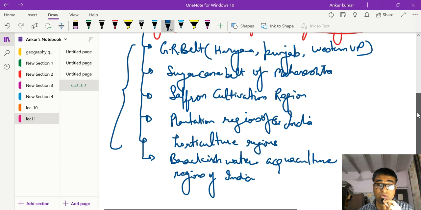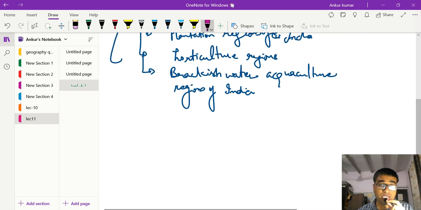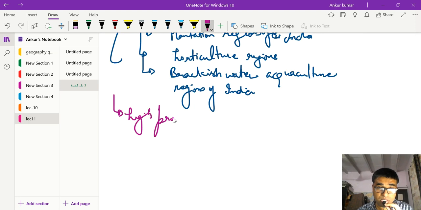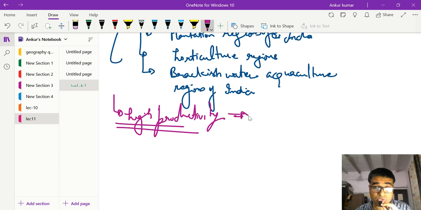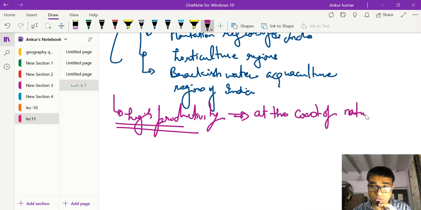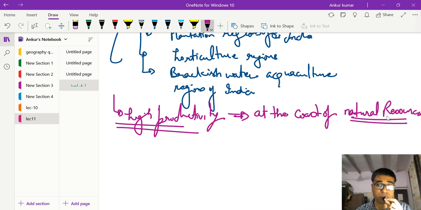Now, what is the interesting thing? We have achieved high productivity in this region. No doubt, high productivity has been achieved in this region, but at the cost of natural resources. Depletion and erosion of natural resources, as I gave you the example of the Haryana Punjab belt. Now I am giving you another example: the brackish water aquaculture regions of India.